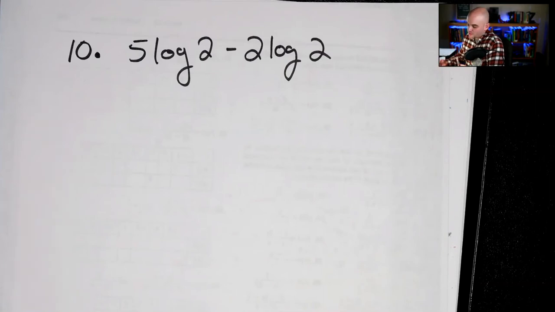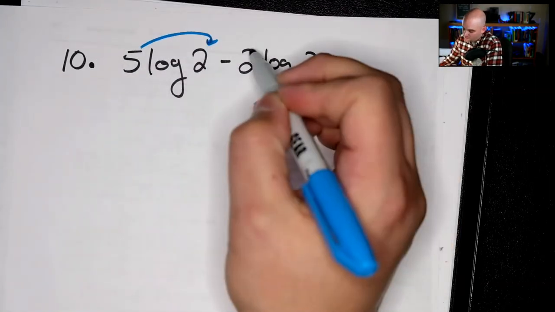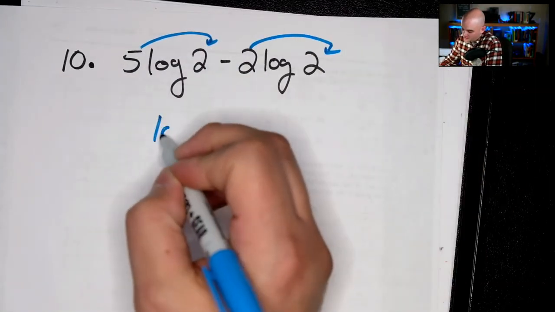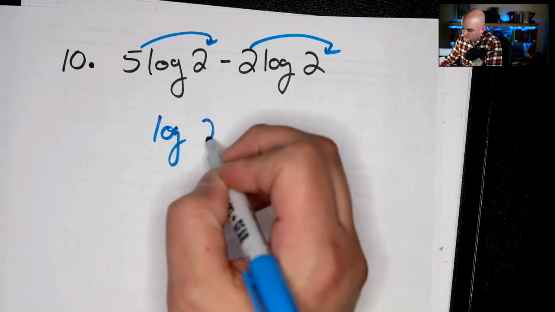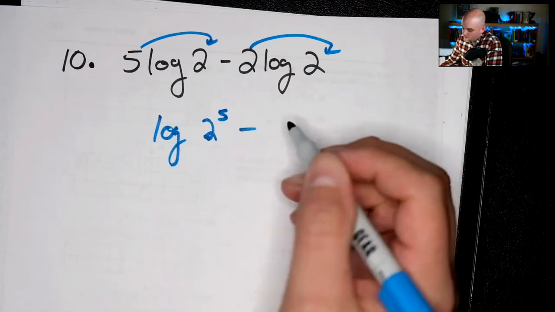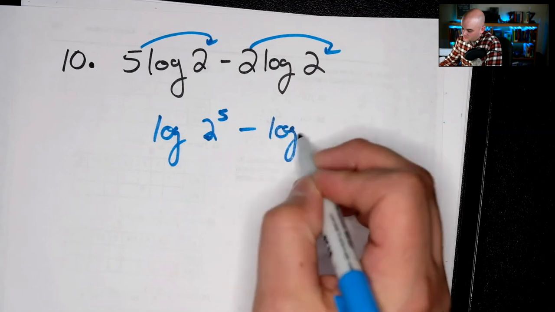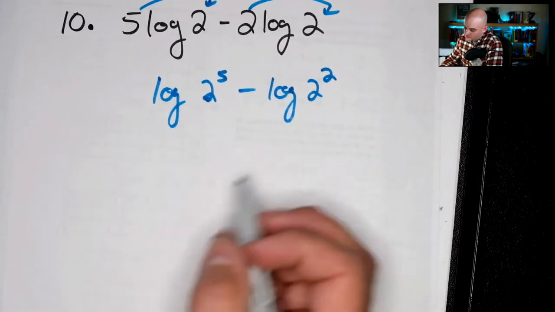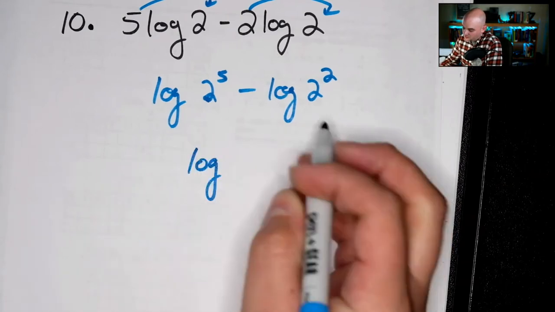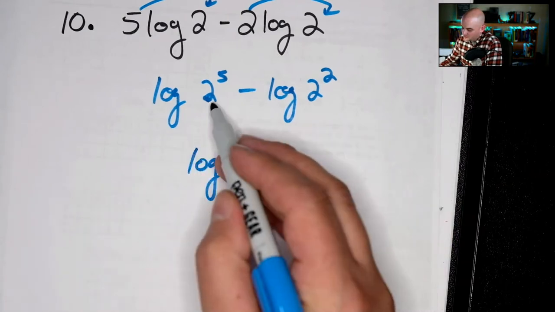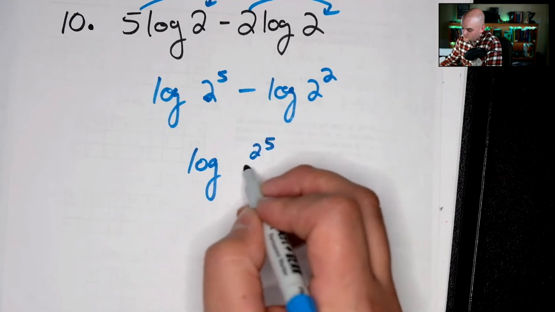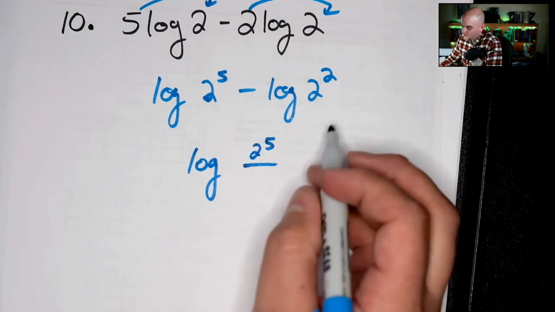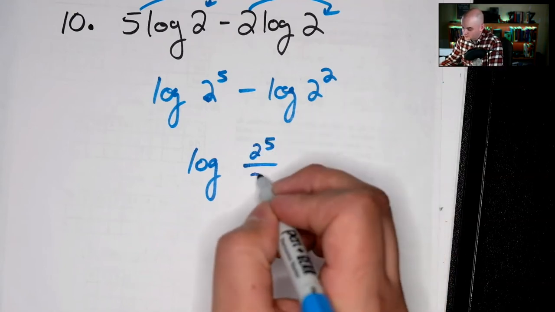This one, once again, we got numbers out front. Let's move those numbers out front into the exponent spot, and I get log base 10 of 2 to the 5th minus log base 10 of 2 to the 2nd here. Continue to combine these. I can do the log base 10 of 2 to the 5th up top, divided by 2 squared there.